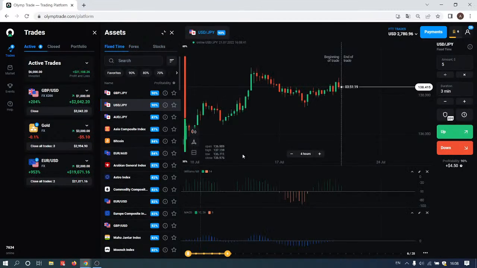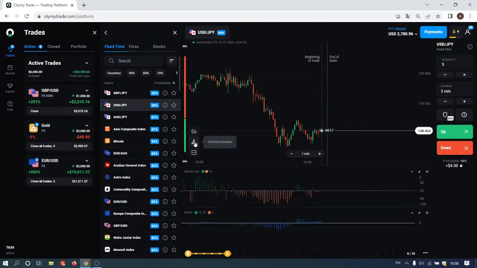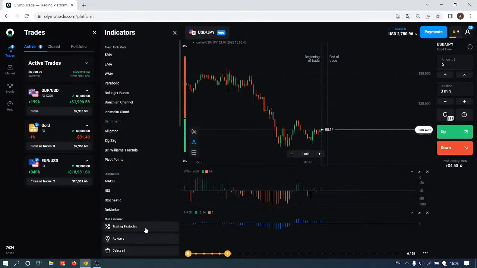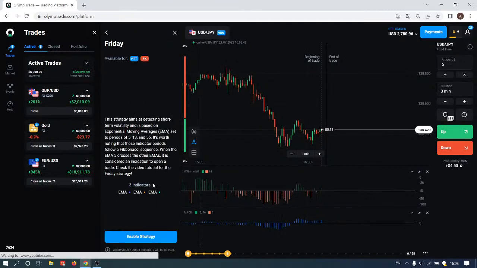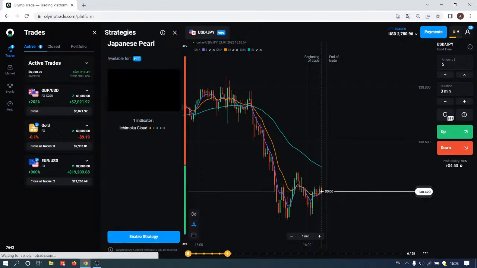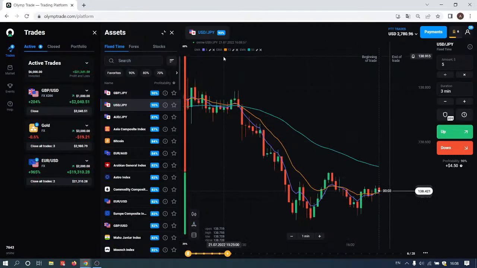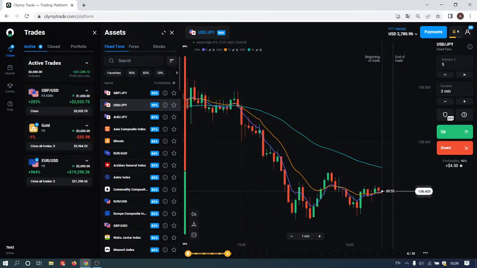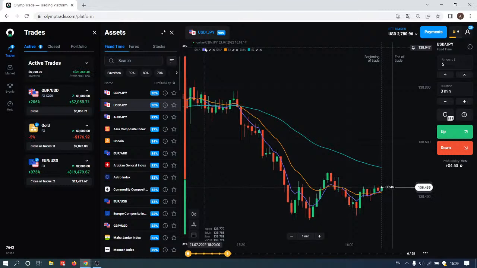So let's switch to the FTT mode of trading, and let's pick a trading strategy called Friday. Friday is a strategy that consists of 3 indicators, which are all EMAs, so classic exponential moving averages, and they all have different periods. We have the period of 5, the period of 13, and the 55 EMA. Basically, like in our triple band strategy, we have slow, medium, and fast.